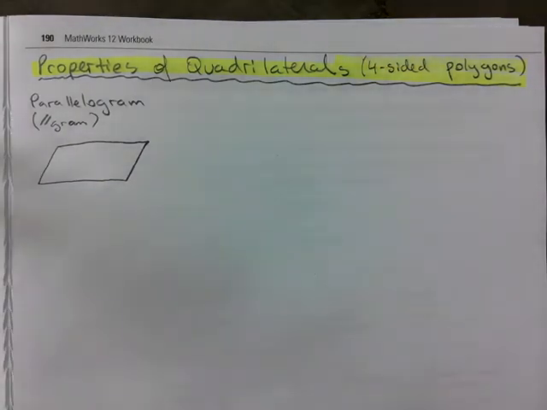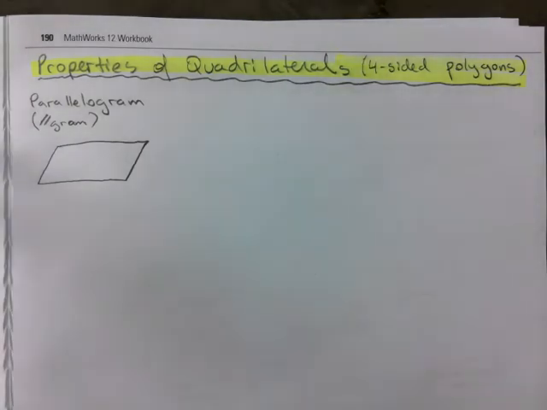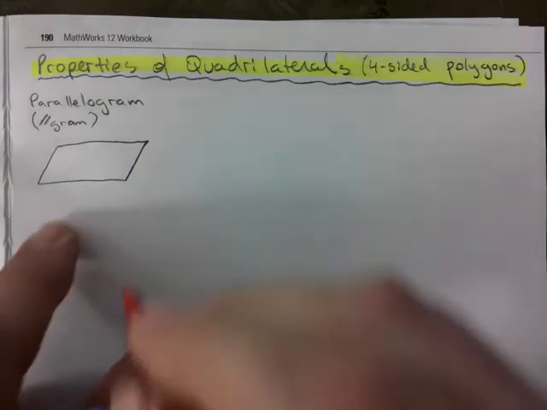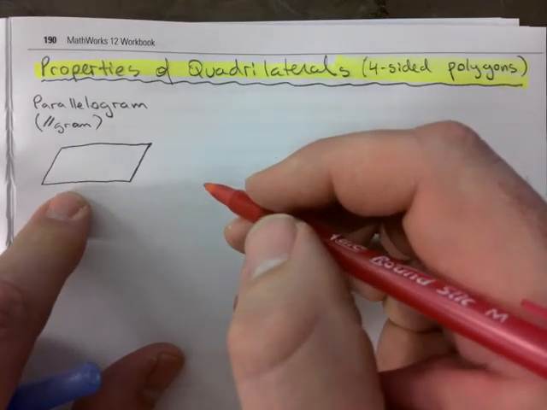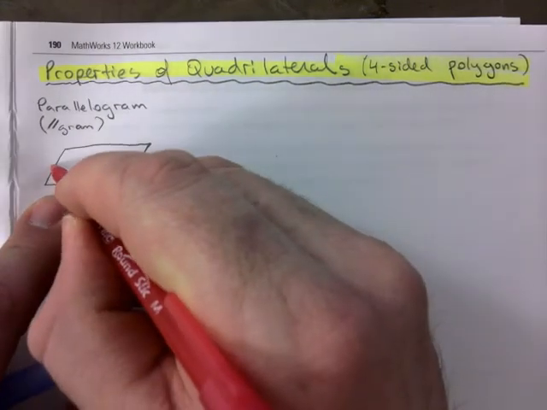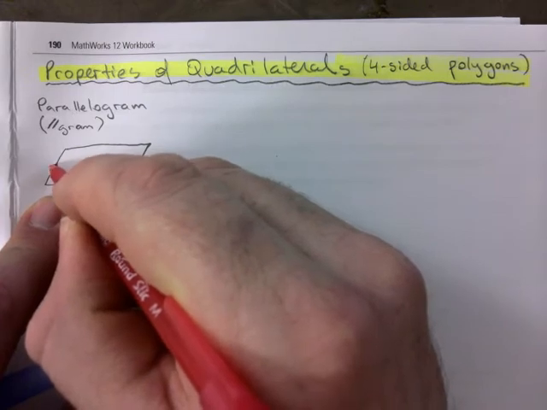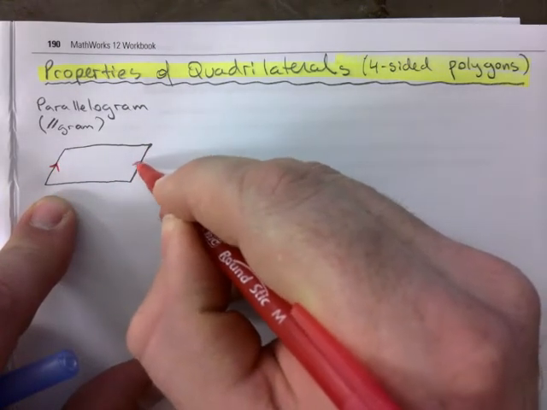And here's where I'm going to use the red pen for the markings. If you have a red and a blue, it's better. If you have red, blue, and green, even better. No, I'm just kidding. Red and blue will do, or two different colors. So the first thing I want you to note is that this side here is parallel to that side.